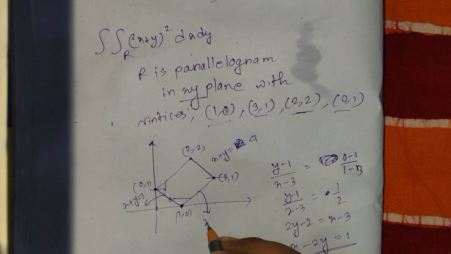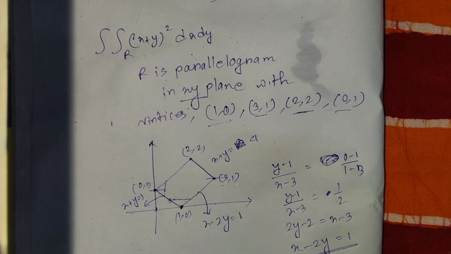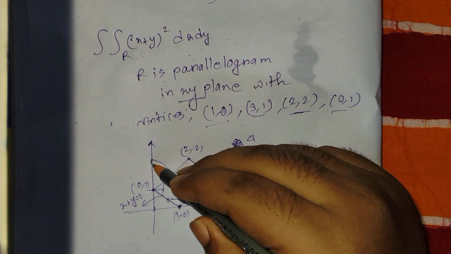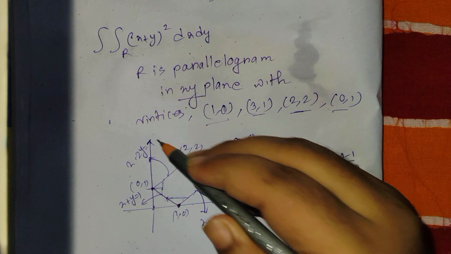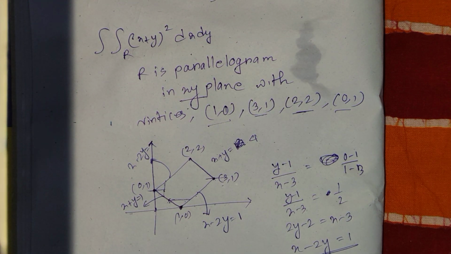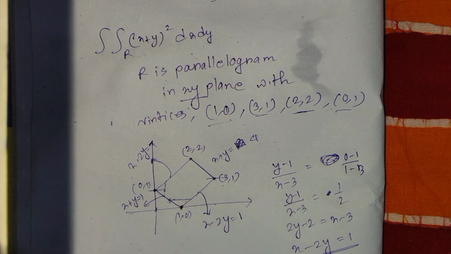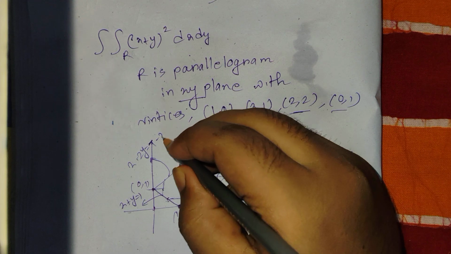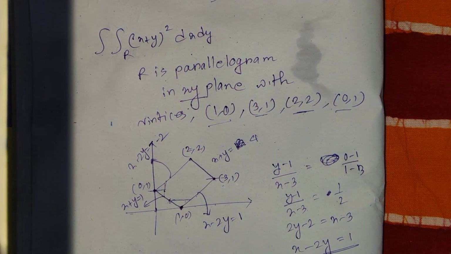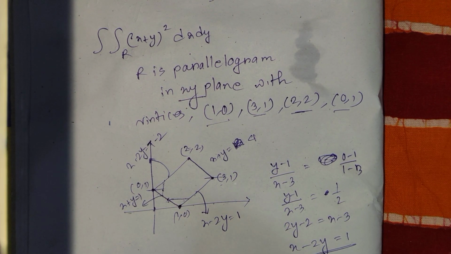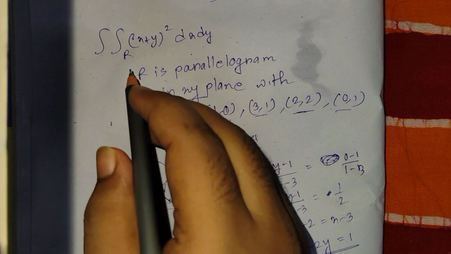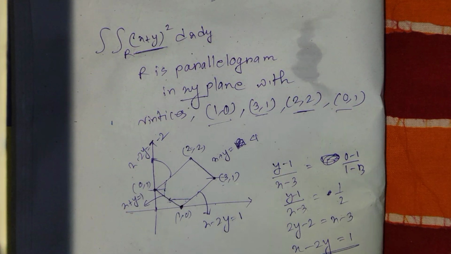So this is x minus 2y equals 1, right? The other line is also x minus 2y equals some constant. We have to find the constant. So let's put y equals 2 and x equals 2. Then the constant will be minus 2. You can use simple algebra for finding the equation of the straight line. Now let's solve.